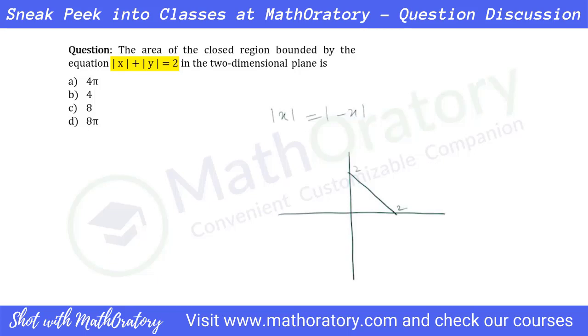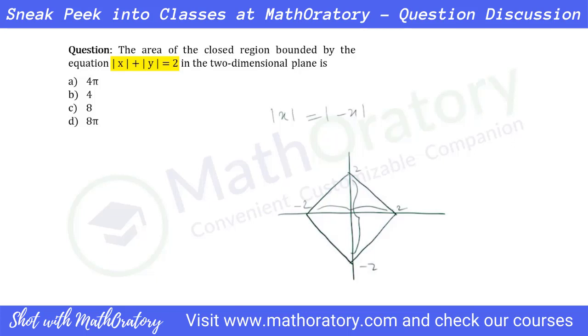Now, using that symmetry, what I can say is in the second quadrant, it should look like this. In the third quadrant, it should look like this. And in the fourth quadrant, it should look like this. That's it, done. So once I know this is 2 and 2, this should be minus 2 and this should be minus 2. Now, this is a square, but this is also a rhombus. The diagonals are intersecting at 90 degrees.